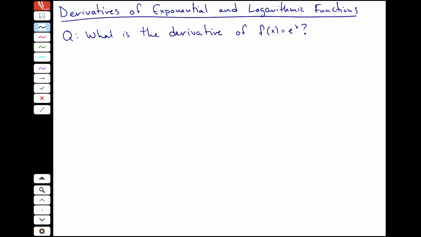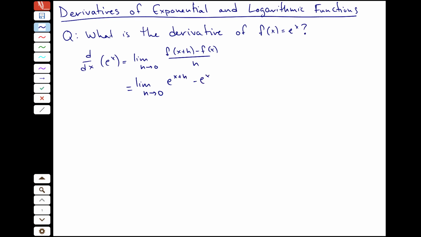And we are going to begin with the definition. So if we want to take the derivative of e to the x, we need to take the limit as h goes to 0 of f of x plus h minus f of x divided by h, which for this function means we're taking the limit as h goes to 0 of e to the x plus h minus e to the x divided by h.